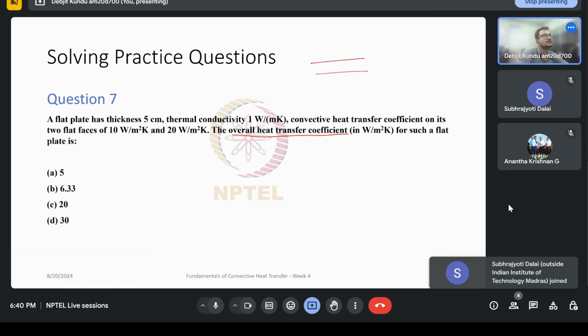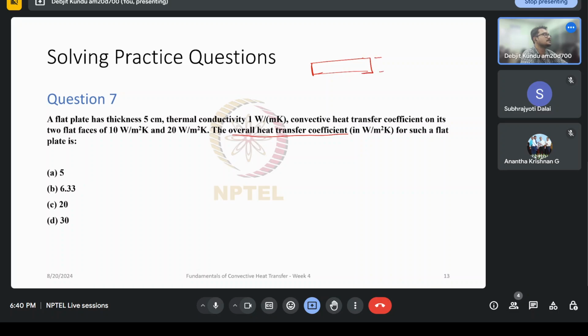So the physics of the problem is like this. I have a flat plate like this. It has some thickness T, whose value is given as 5 centimeters, and it has a thermal conductivity K, which is also given, 1 watt per meter Kelvin. Then I have convective heat transfer coefficients on both sides. Let's call them H1 on this side and H2 on this side. These values are also given. H1 is 10 and H2 is 20 watt per meter square Kelvin. So in such a scenario, what is the overall heat transfer coefficient?